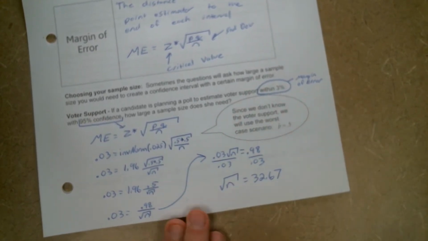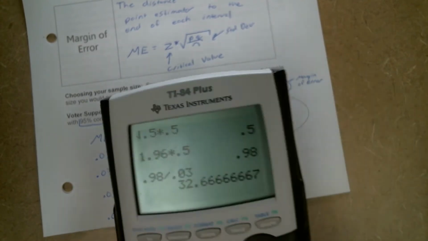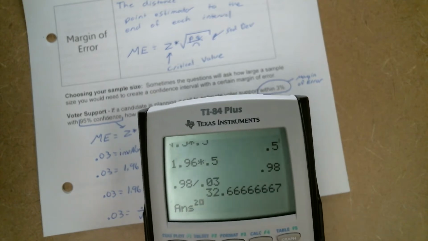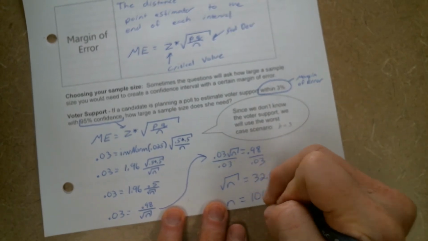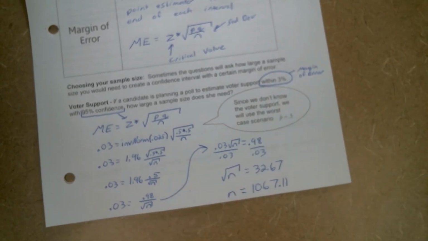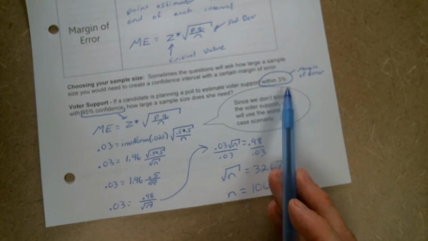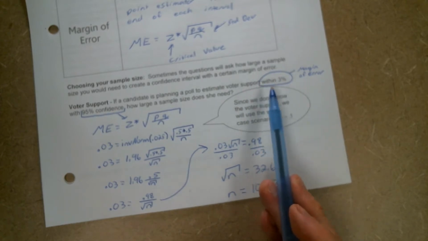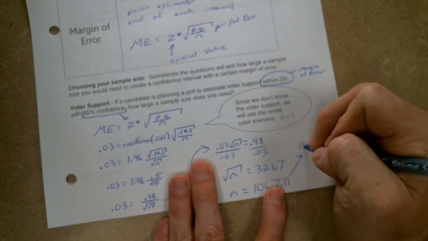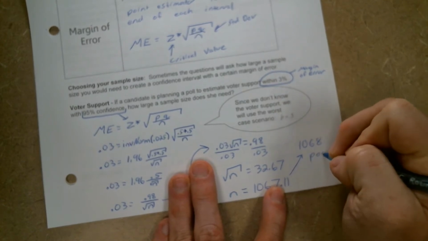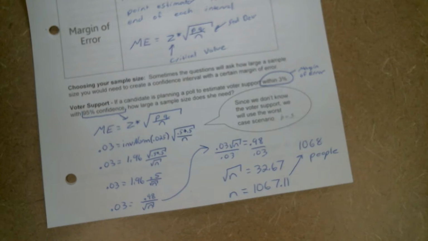And then if I square both sides, I can get n equals, let me square this, 1067.11. But when we're doing this type of problem, we're always going to round up, because technically if we only talk to 1,067 people, our error would be a little over 3%, and we'd rather always have it be a little under 3% than a little over 3%. So our final answer would be 1,068 people. All right. So building off what we did last class, but using it in a different way to answer a different question.